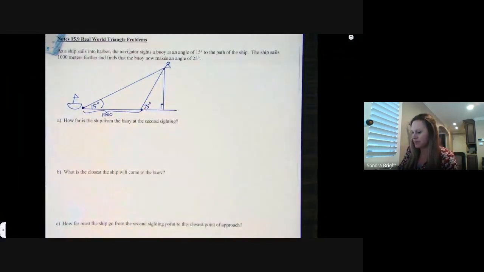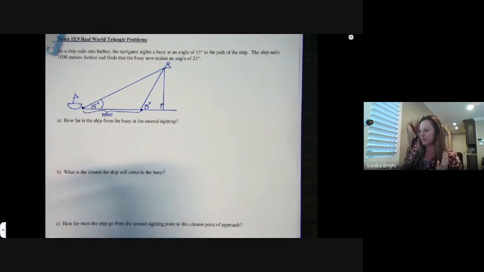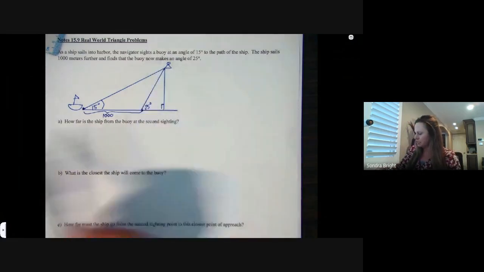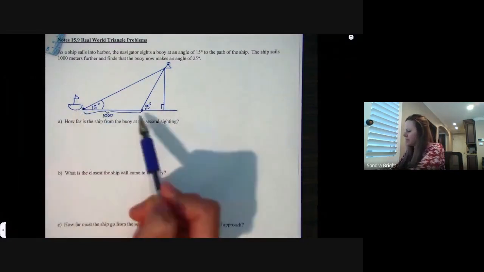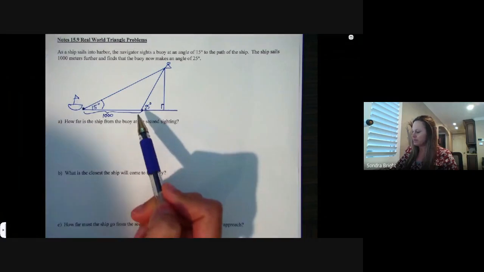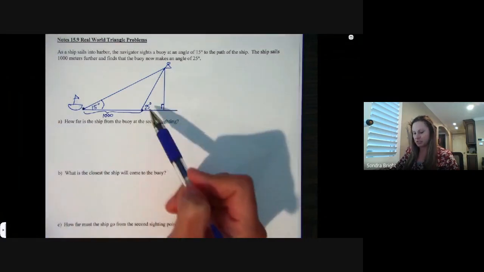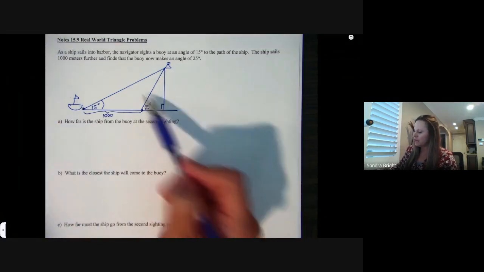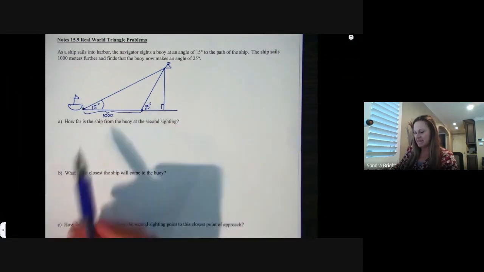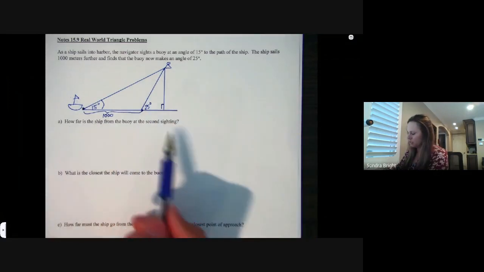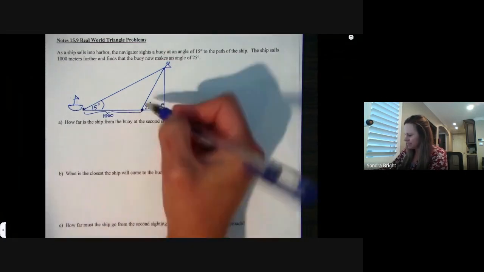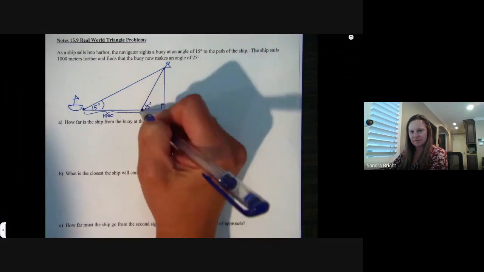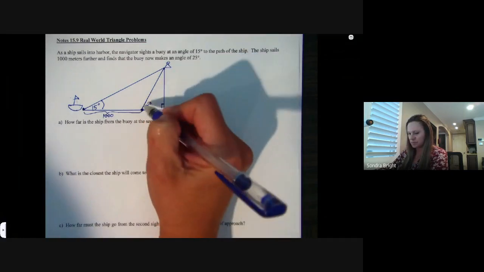All right, so what do we want to know? That's all the information they gave us so far. The ship started off with a 15-degree angle, and after it traveled 1,000 meters, it now is making a 25-degree angle with the ship. So the first thing they want to know is, how far is the ship from the buoy at the second sighting? So we want to know what this distance is here, because now the ship would be right here and this distance would be there.